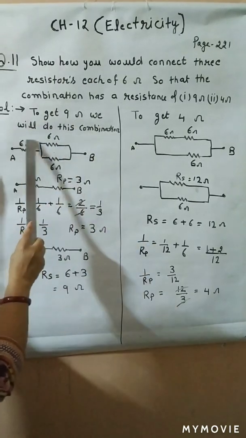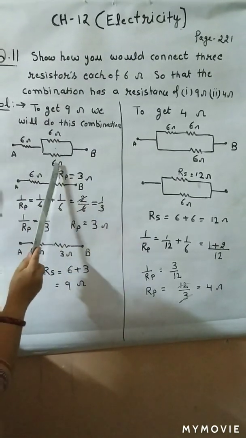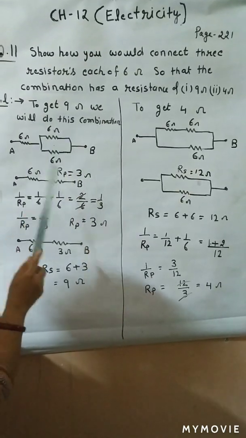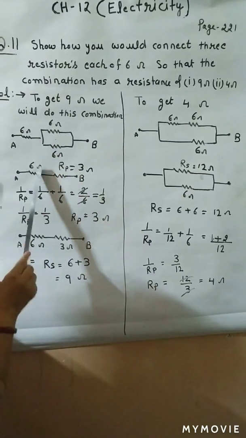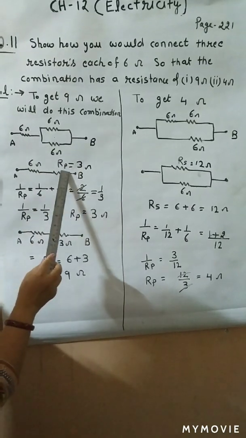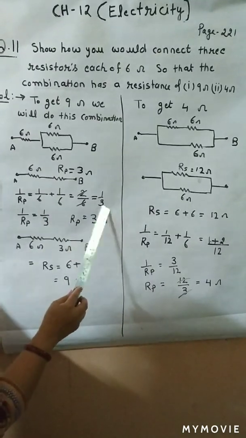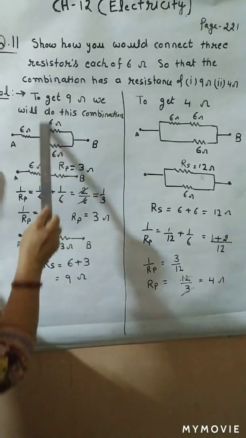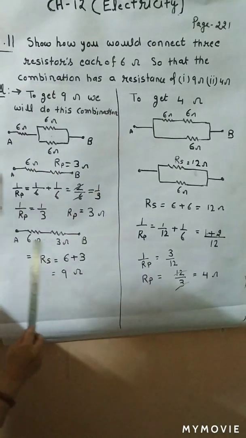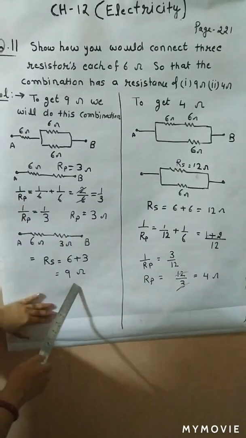Now to get 9 ohm, we will do this combination first: 2 resistors of 6 ohm in parallel, and that combination in series with the first one. See, these 6 ohm and 6 ohm we have connected in parallel. So 1 by Rp is 1 by 6 plus 1 by 6. You will solve it and get 3 ohm. Now this 3 ohm total is in series with the first, so you will get by this combination total resistance 9 ohm.